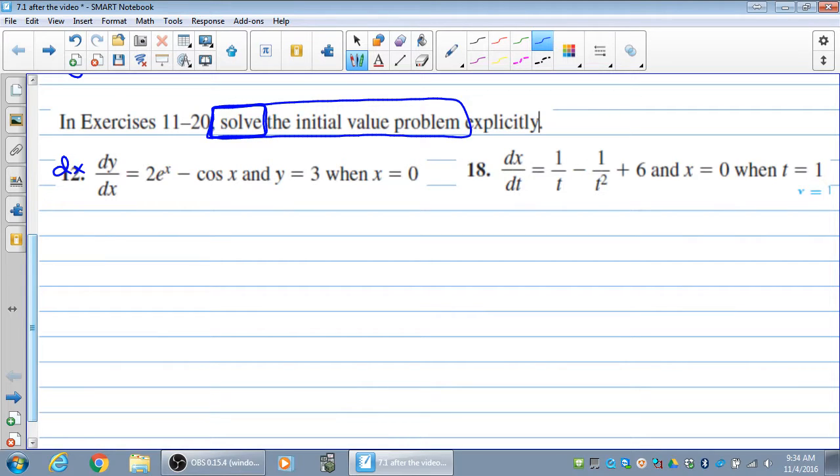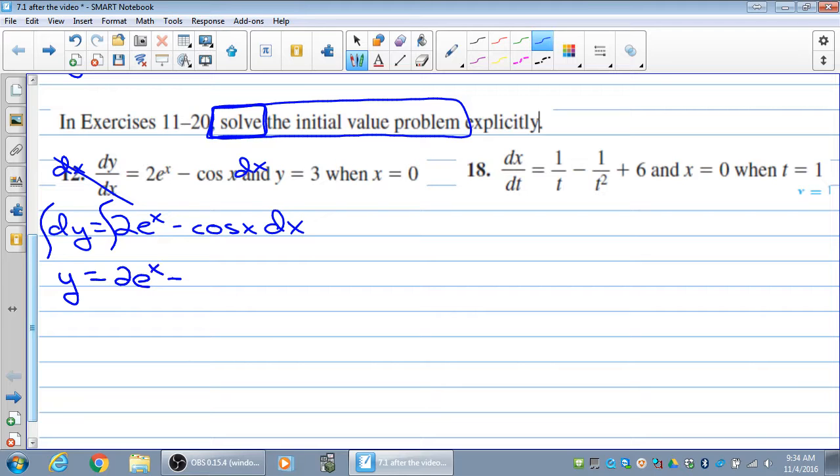So we're going to multiply both sides by dx. Those cancel, and dy is equal to 2e to the x minus cosine of x dx. To get back to the original function, we're going to integrate. And now y is equal to 2e to the x minus sine of x plus c. So we've gotten back to the original function almost.